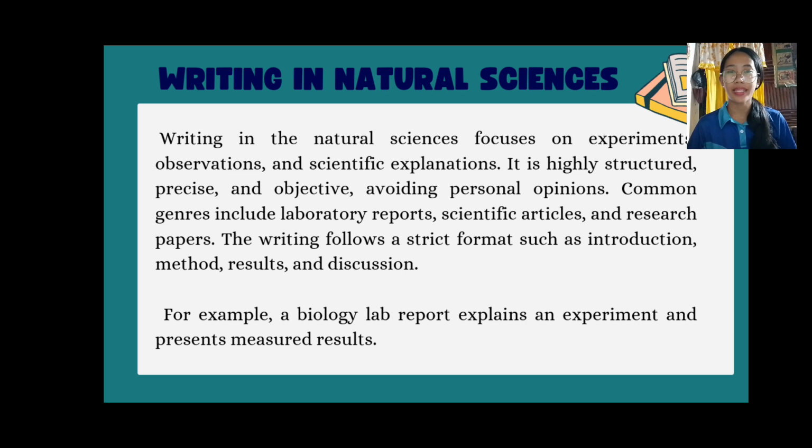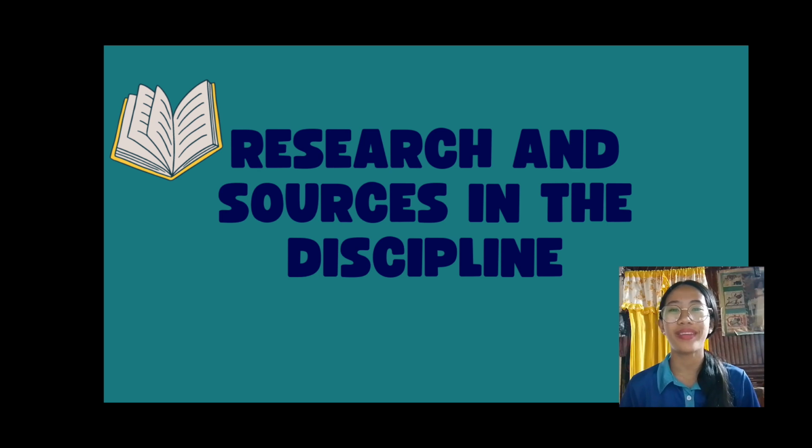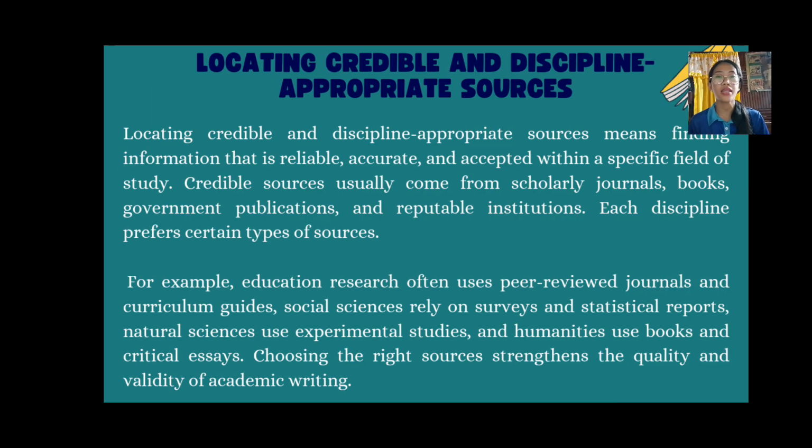Last one is writing in natural sciences. So natural science writing is objective and structured. It focuses on experiments and scientific results. Now let's proceed to the research and sources in the discipline. So in this slide, I will introduce the importance of research and sources. Using proper sources strengthens academic writing. Locating credible sources, so they come from reliable and reputable institutions. Choosing the right sources improves the quality of writing.